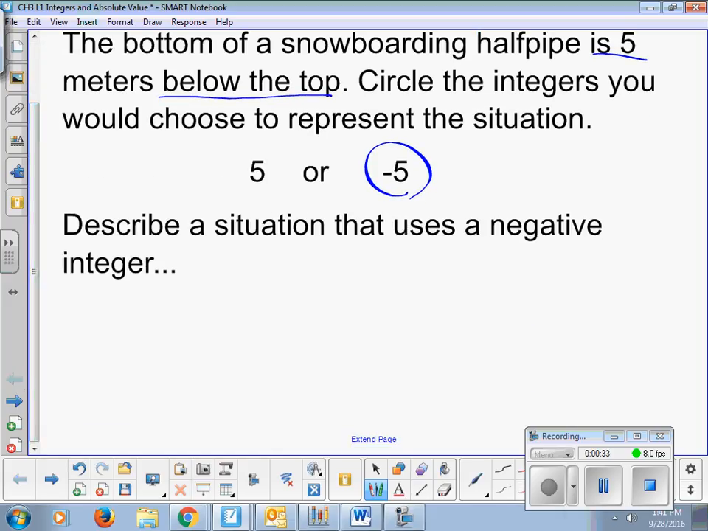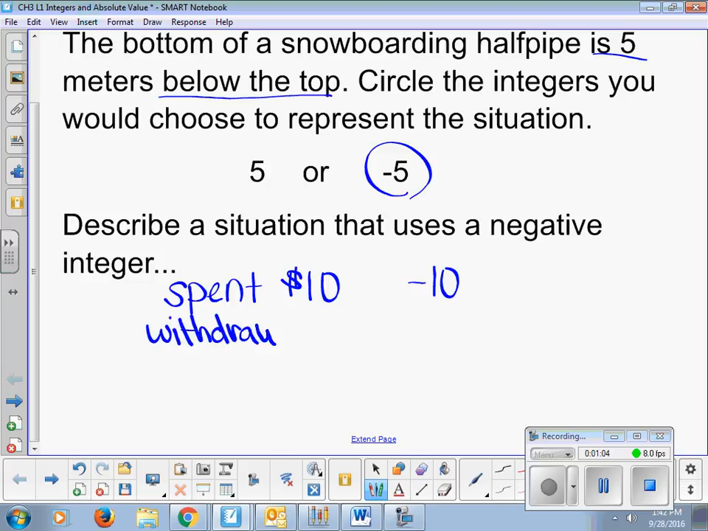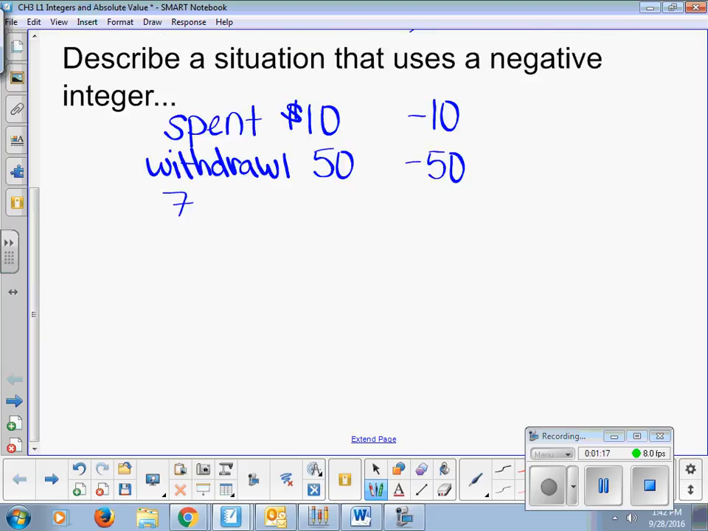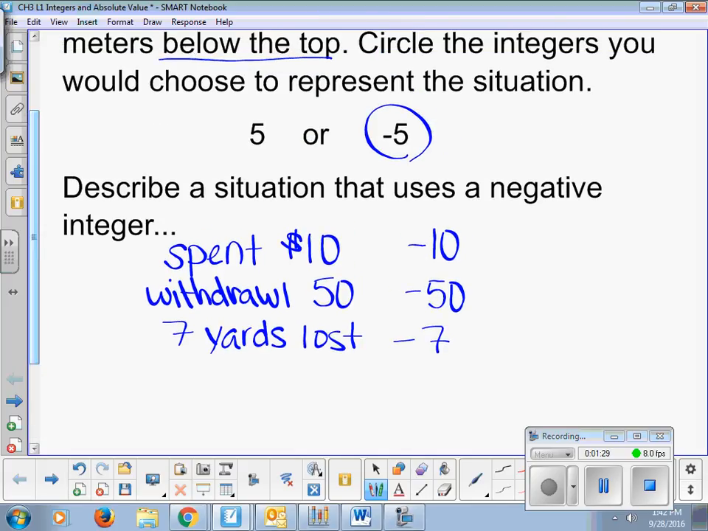The second part of the bell work wants to describe a situation that uses a negative integer. So what would be an example of when you would use a negative integer? Yeah, what about money? Yeah, if you owe the bank money or if you spent $10, how would we write that? -10. Why? If you withdraw or take out money from your bank account, if you withdraw $50, that would be -50. If you think of football, if you have like let's say 7 yards lost, how would you represent that? -7. So you can have any situation as long as it represents a negative integer.